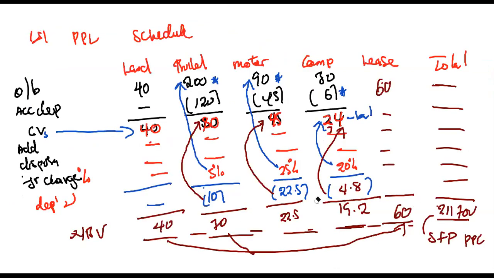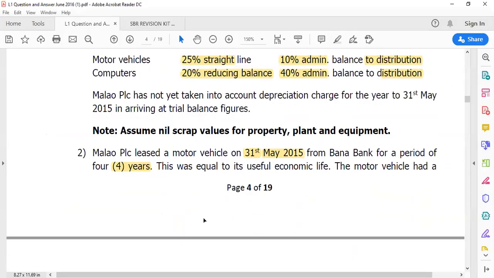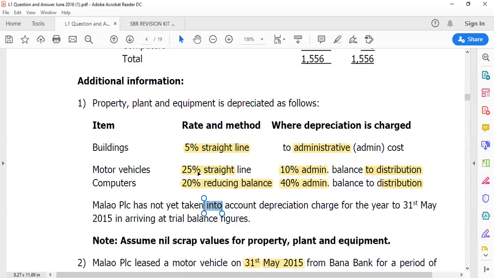Now remember, when we worked out these percentages here, we were told something. Now let me take you back to the question and show what we are told. I'm just going to rub this column here so that I can use it for my workings. Okay, so let's go to the note and see what we are told there. We are told something rather interesting. In note number two, depreciation, note number one, yes, that 25% of PPE, 10% goes to admin, 40% goes to admin.